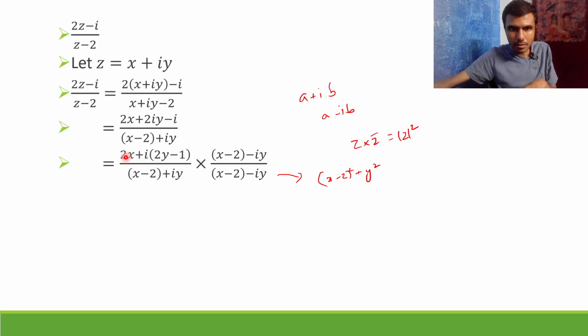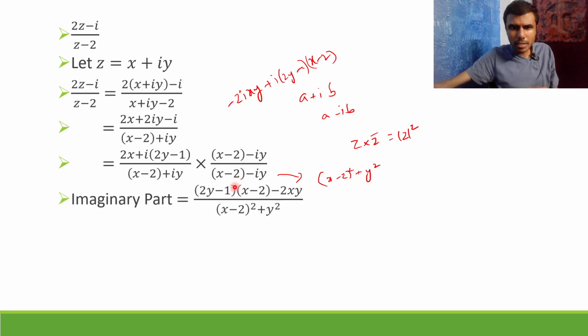Like here, 2x into this will give me the real part. 2x into minus iy will give me minus 2ixy, and i into (2y minus 1) into this. These two terms, if I multiply in the numerator, I will get imaginary. That will also be imaginary, plus i into (2y minus 1) into (x minus 2). So the imaginary part is nothing but, remove the i, minus 2xy plus (2y minus 1) into (x minus 2) by this denominator. I told you, the denominator will be there.